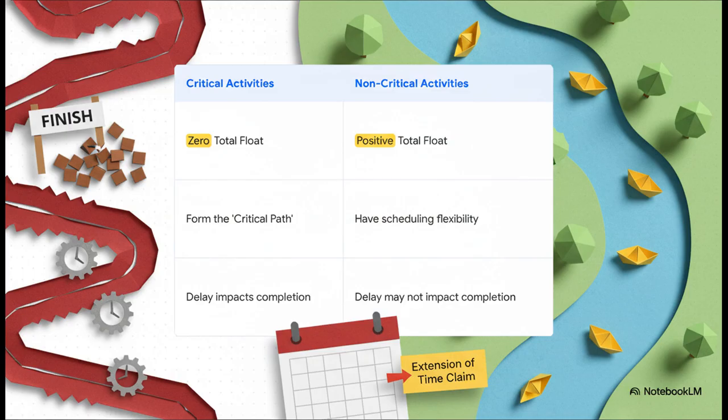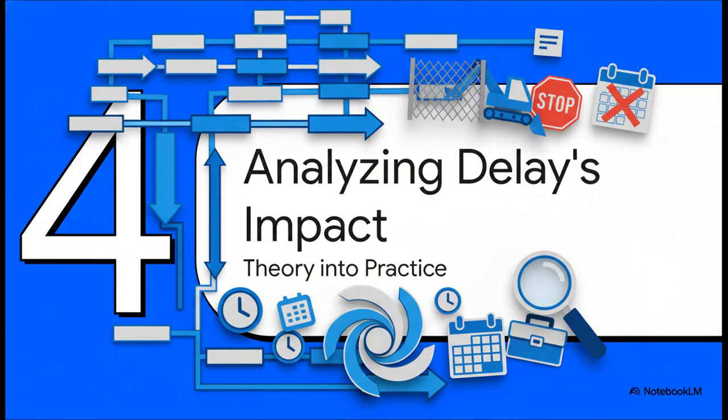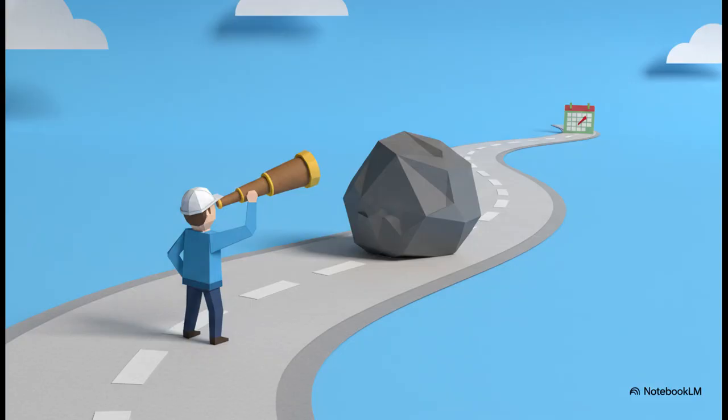They have positive float, which gives them that super valuable flexibility. Okay, theory time is over. We've got our framework, CPM. We've got the engine that powers it, float. Now let's put it all together and see how we can use this stuff to professionally analyze the impact of a real unplanned delay. The official name for this procedure is a time impact analysis, or TIA.